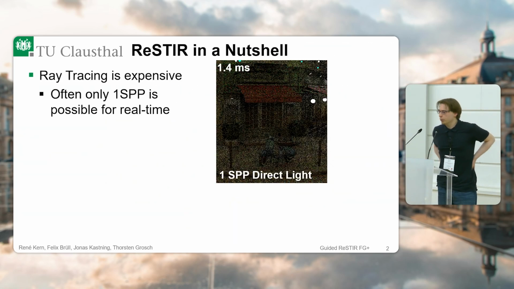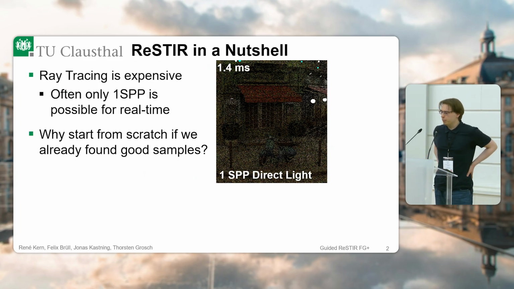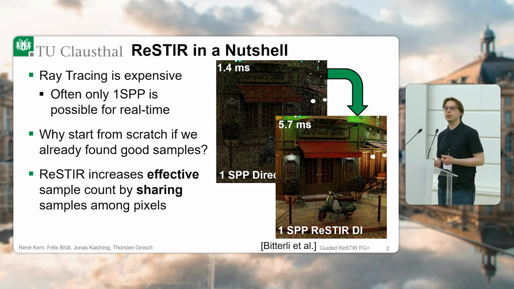But first off, what is ReSTIR, or why should we use resampling? While we have had hardware ray tracing for a few years, tracing rays is still very expensive. For real-time frame rates, often only a couple of rays per pixel are actually possible, and this often leads to noisy images, as you can see on the right side. The question ReSTIR solves is, why should we start from scratch each time if we already found some good samples? ReSTIR increases the effective sample count by reusing samples from other pixels, from the neighborhood, or from the past.